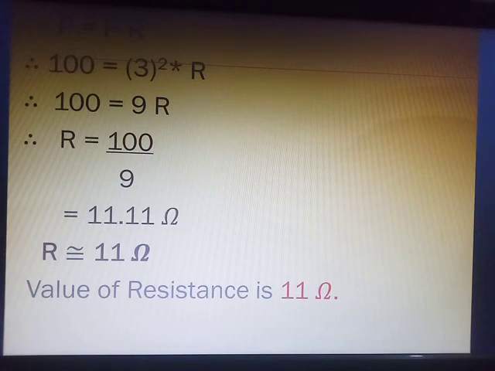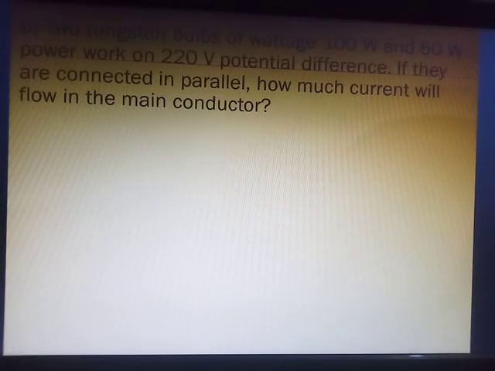Here we complete with our first sum. Let us move on to sum number 2, that is 12B. 2 tungsten bulbs of wattage 100 watts and 60 watts power. So power of the first bulb is 100 watt, second bulb is 60 watt. Work on 220 volt potential difference if they are connected in parallel. So connection is in parallel. How much current will flow in the main conductor?